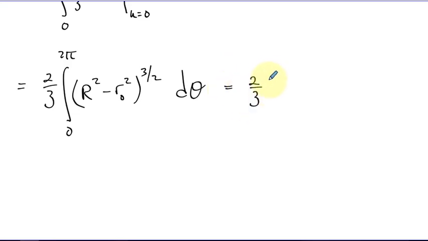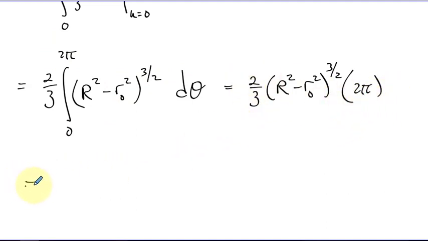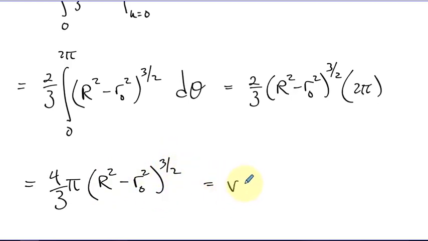So we get 2/3 times big R squared minus R0 squared to the 3/2 power times 2 pi, because that's the length of the interval. Of course, you could also say it's this thing times theta is the antiderivative. Then you plug in 2 pi and you plug in 0, and you end up with the same thing. So 2 pi times the 2/3, we can go 4/3 pi, and then big R squared minus R0 squared with a 3/2 power. And this is a point that you could put a box around and say that's the volume.